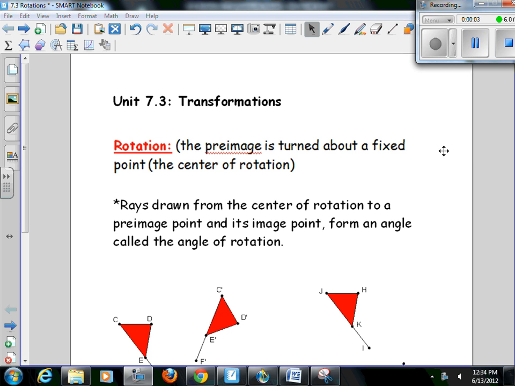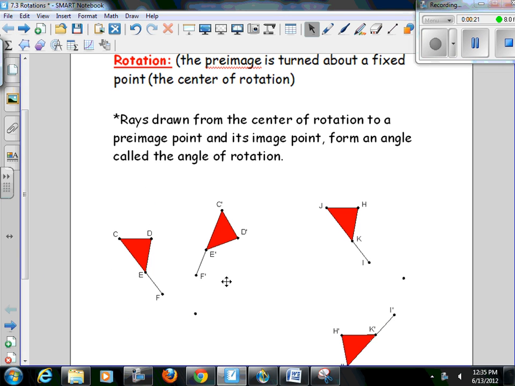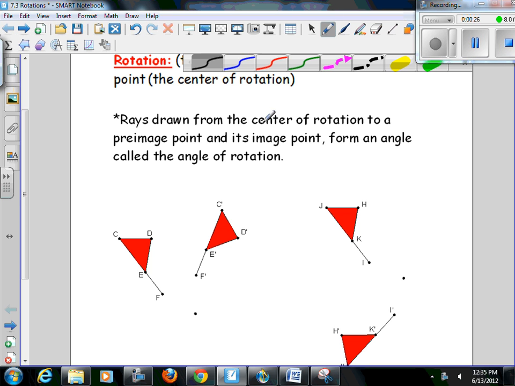Our discussion of transformations continues today when we talk about rotations. A rotation occurs when the pre-image is turned about a fixed point, the center of rotation. If you look at these pictures here, we have rays that are drawn from the center of rotation to a pre-image point and its image point. They form an angle called the angle of rotation.